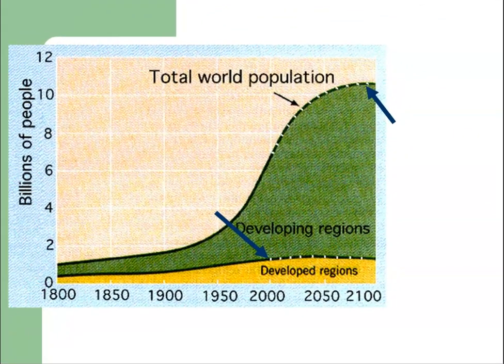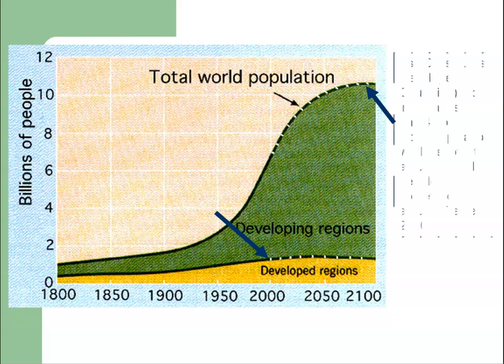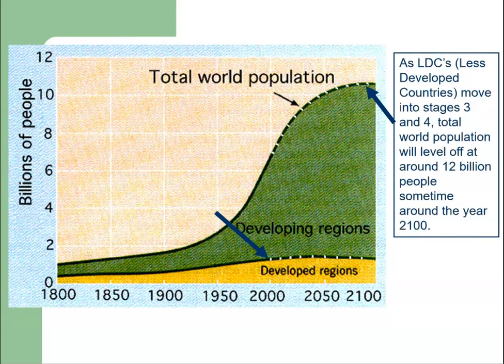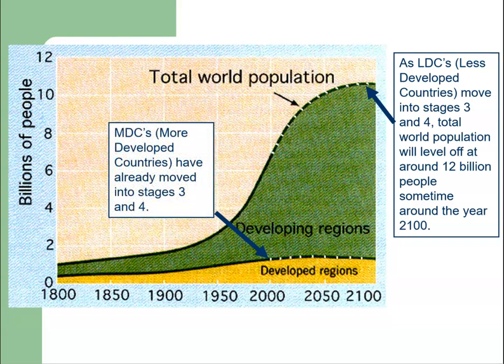This is once again the total world population, and there are 2 different regions, the developed regions and the developing regions. The developing regions basically means the LDCs, that is less developed countries, and they move into stage 3 and 4, and total world population will level off at around 12 billion sometime around the year 2100. MDCs, which stands for more developed countries, have already moved into stage 3 and 4.